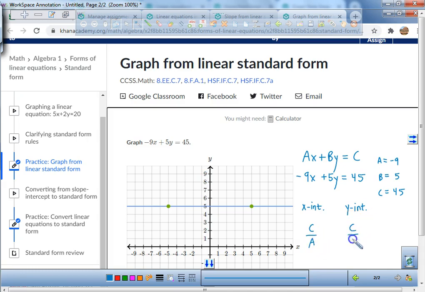Correct? All right, let's do it, guys. What is our C value for both of these? What's our C value? 45. So I got a 45 here. Got a 45 here. All right.